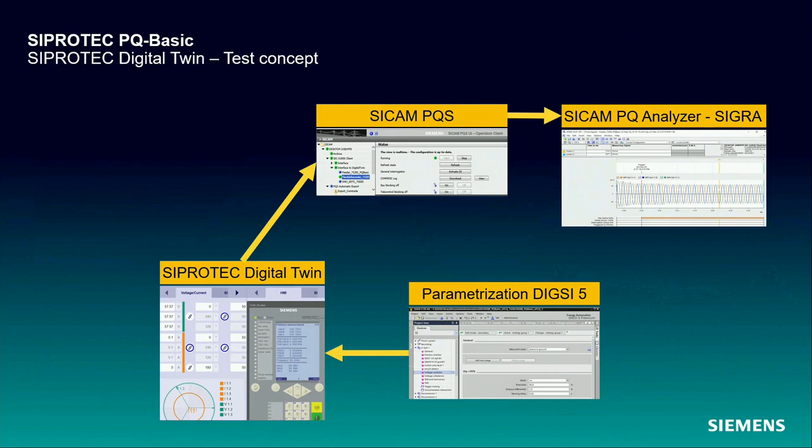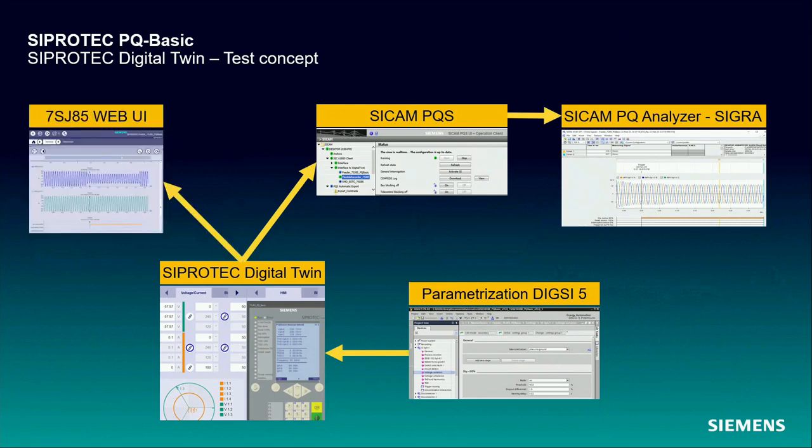As soon as the fault record is stored in the archive, it will be listed in the HMI of the CCAM PQ Analyzer. And additionally, a possibility is to access the data of the device using the so-called Web UI.